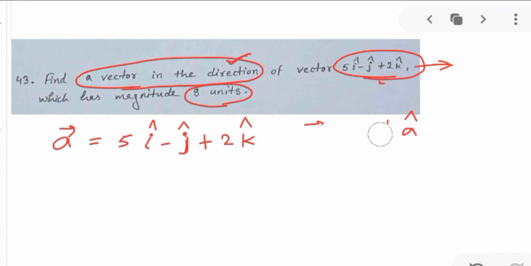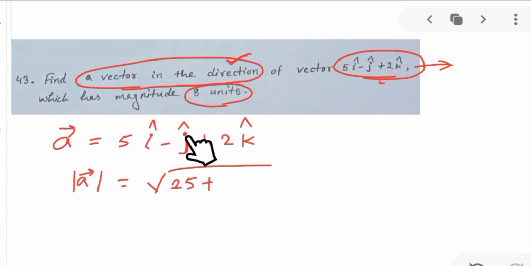First I am finding mod of A, the magnitude of A. The magnitude of this vector will be 5 square, 25, plus minus 1 square, which is 1, plus 2 square, which is 4. You will find it by yourself. So this will be square root of 30. So mod of A, the magnitude of this vector A, is square root of 30. Now we have to find the direction of this vector, which I will represent through this.